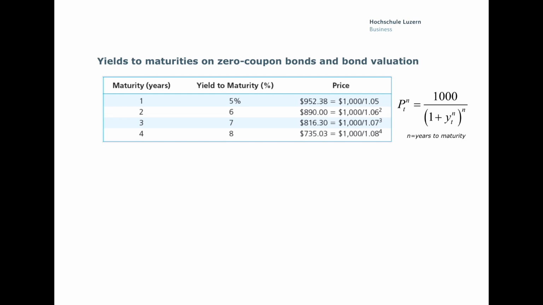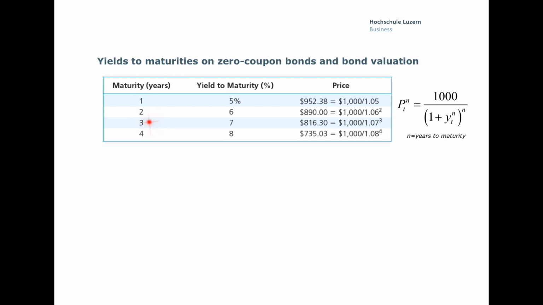Before we further investigate the yield curve, let's recall how to compute the yield to maturity of zero coupon bonds and how this relates to bond valuation. The yield curve is derived from zero coupon bonds. As you might remember, zero coupon bonds make a single payment at maturity and pay no coupons in the meantime. To illustrate this in greater detail, let's have a look at the table and consider a zero coupon bond with a maturity of 3 years.